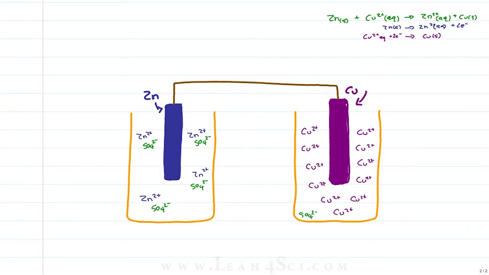The way that happens is one of the zinc solid atoms sitting on the electrode will give up 2 electrons. The electrons will go up the wire and travel all the way to the copper cell, down the electrode and into solution. Let's look at what happens to each one.